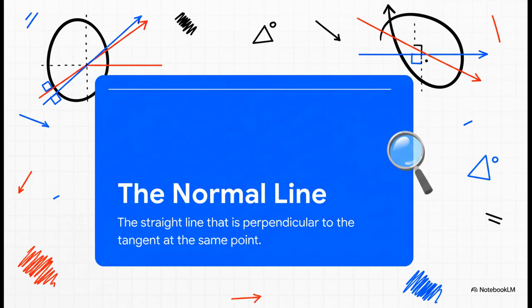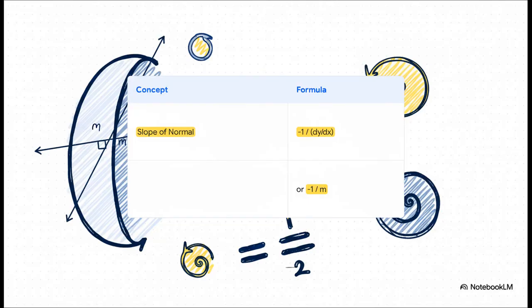In computer graphics, it's essential for calculating how light bounces off a surface to make things look real. And the best part? The relationship between their slopes is just so simple and elegant. If your tangent slope is m, the normal slope is just -1 divided by m. We call it the negative reciprocal. It means if you've got one, you've pretty much already found the other.